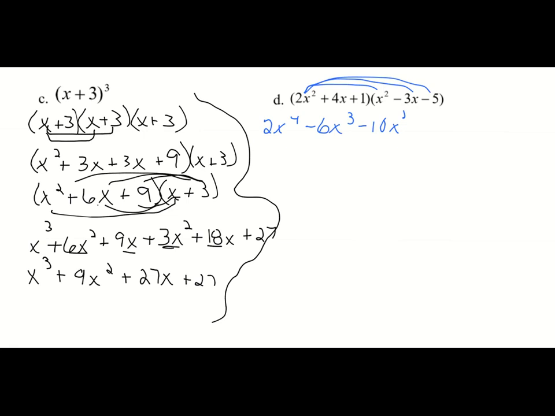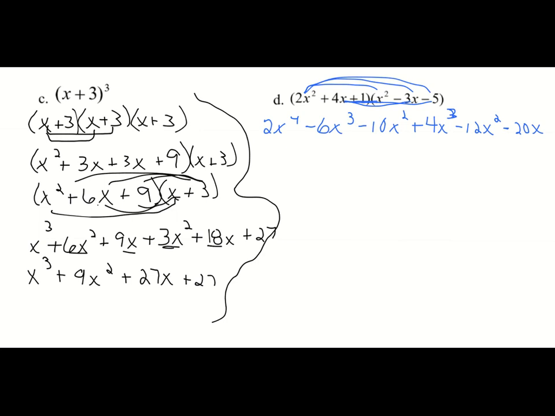Let's see, now we're going to do 4x times each of the terms on the inside. So 4x times x squared will give me plus 4x cubed. 4x times negative 3x will give me negative 12x squared. And 4x times negative 5 will give me negative 20x. And I still have to multiply everything by that 1.